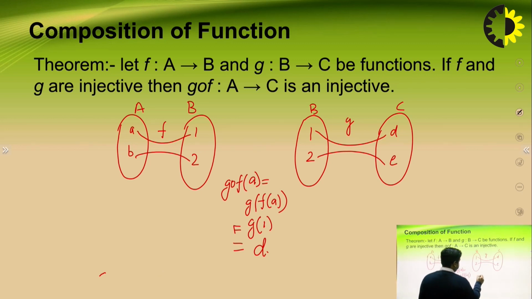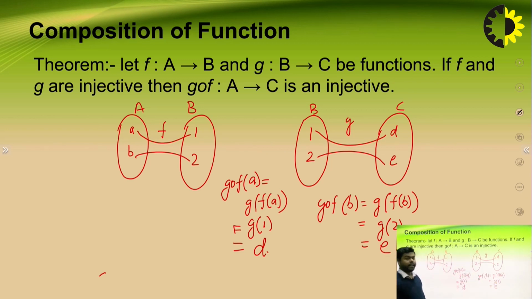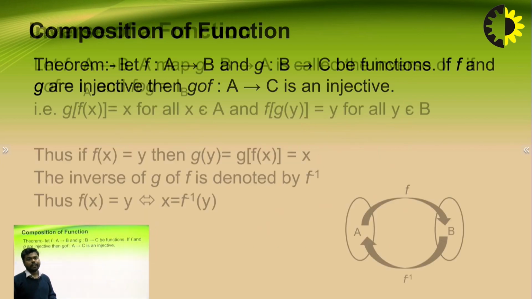And now I am taking g of f of b. What is the value of f of b? F of b is 2. What is the value of g of 2? E. Now you can understand that these two are injective. From this method, from the diagram also, we can prove that function f from A to B and function g from B to C are two functions, and f and g are injective, so g of f is also injective.